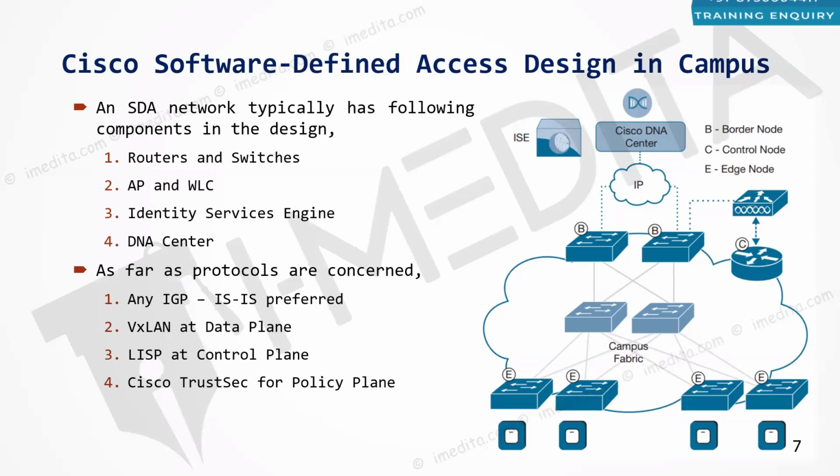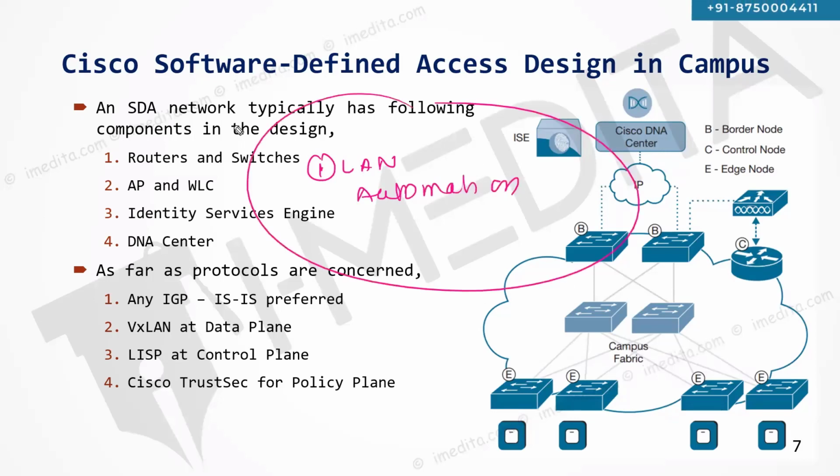Also, there is a concept called LAN automation. In the DNS Center, in the SDA, there is a concept called LAN automation. LAN automation basically says that you just deploy one device. Rest of the LAN network I will build myself. You just deploy one device. Make this device reachable to the DNS Center.